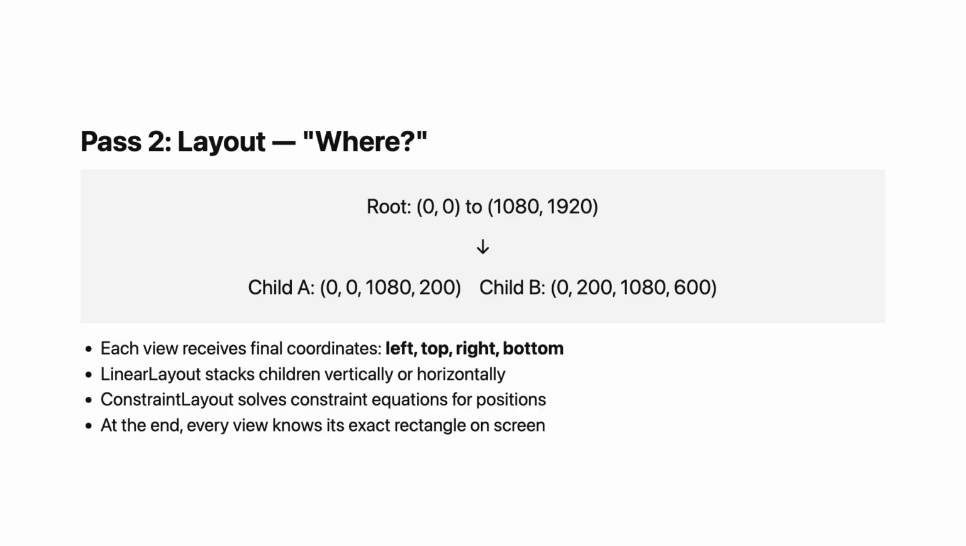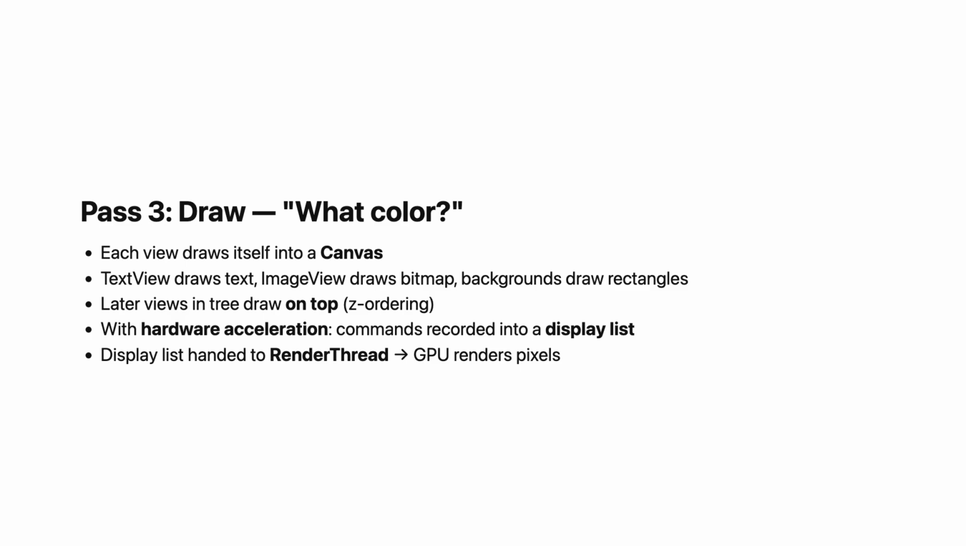Each view is told to draw itself into a canvas. A canvas is an abstraction over a drawing surface. The view can draw text, shapes, images, colors, whatever it needs to express itself visually. A text view draws its text string. A background drawable draws a filled rectangle. An image view draws its bitmap. The draw traversal goes through the tree, and each view draws itself. Then its children draw themselves on top. Views that appear later in the tree are drawn on top of views that appear earlier. That is how the Z-ordering works.